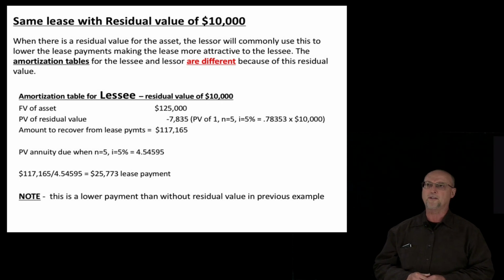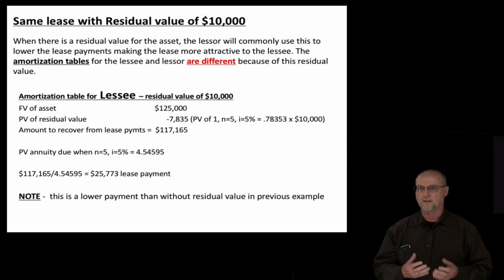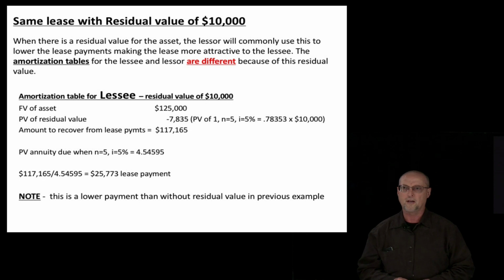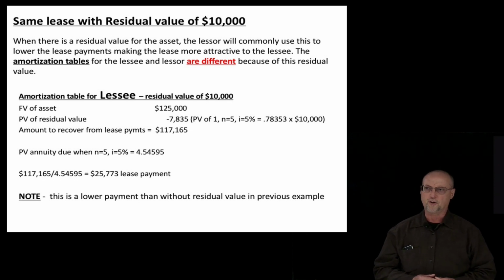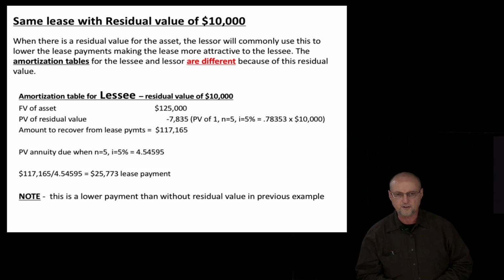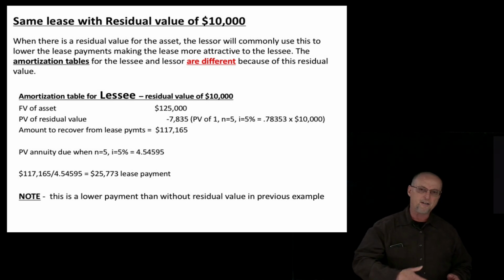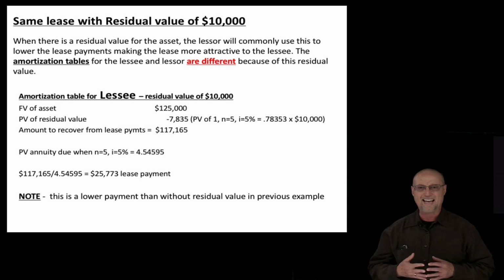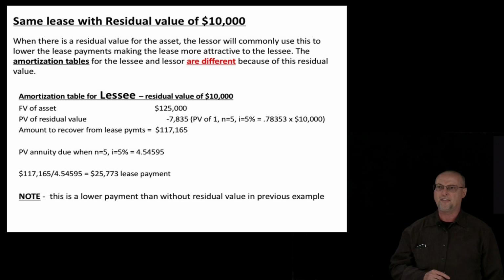When there is a residual value for the asset, the lessor will commonly use this to lower the lease payments, making the lease more attractive to the lessee. Competition. Okay, if we can make the lease payments lower, that makes this lease more attractive to a lessee. The amortization tables for the lessee and the lessor are different. We'll have two different tables. We'll look at both because of this residual value. So first we're going to look at the lessee's amortization table, assuming a residual value of $10,000. Now the residual value, think about it, at the end of 5 years, end of the 5-year lease, we're going to turn in this equipment with an estimated value of $10,000.